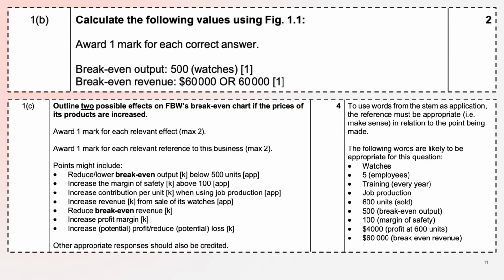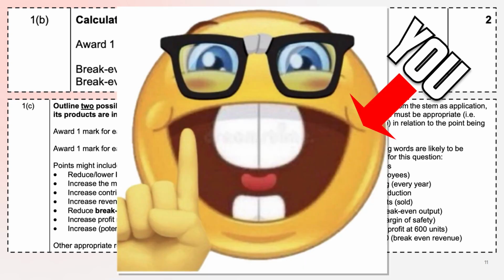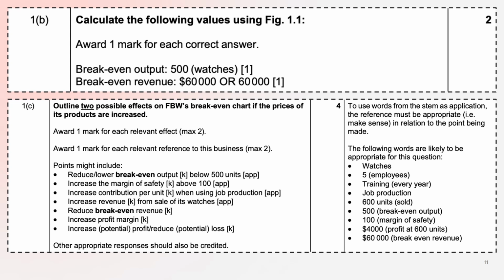And now on to the next question here. It says, outline 2 possible effects on FBW's break-even chart if the prices of its products are increased. Points might include: reduce/lower break-even output below 500 units. So if that's the case, then they would no longer be breaking even. What would happen? They would be at a loss. That's right, students. Good job. They'd be at a loss. Increase the margin of safety above 100. Increase contribution per unit when using job production. Increase revenue from sales of its watches, hopefully, if the product is inelastic. Reduce break-even revenue.